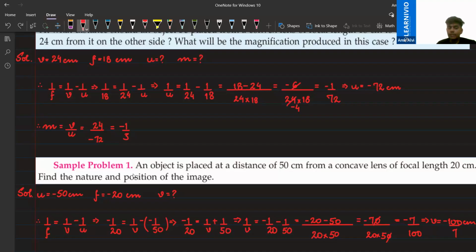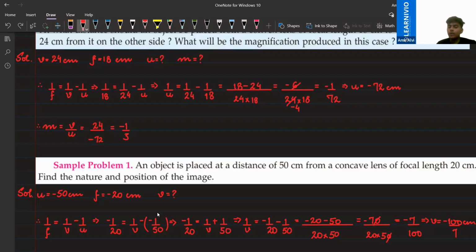I'm sure that you must have not taken the value of f as negative. Did you take the value of f as negative? Yes, sir. Okay, so I think you must have made a mistake. Maybe you have not converted the sign, because negative of negative 1 by 50 would become positive 1 by 50.